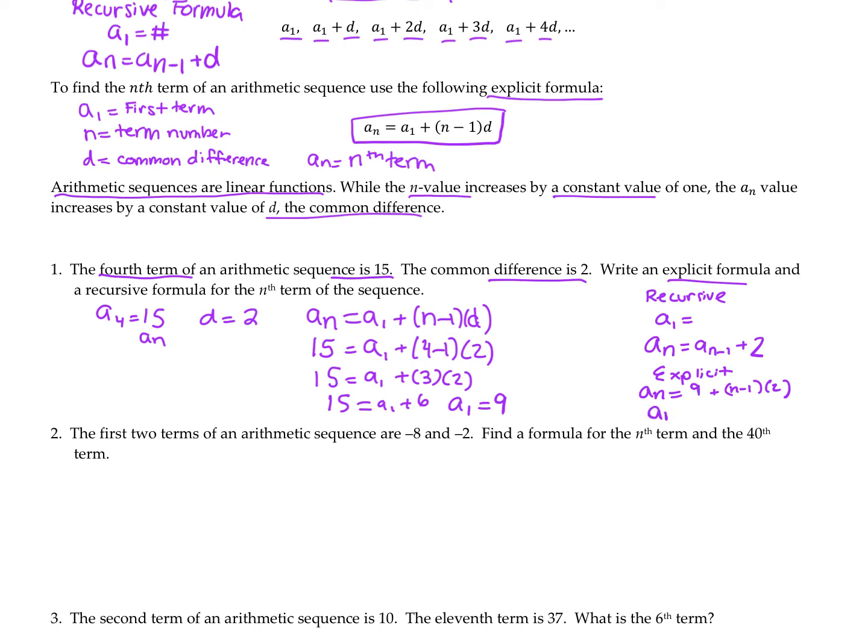So when I'm writing my explicit formula, I do want to distribute this 2 in. So I have 2n minus 2. So 2n minus 2 plus 9 would give me 2n plus 7. And so this would be my explicit formula. And then if I put the 9 in, this would be my recursive formula.